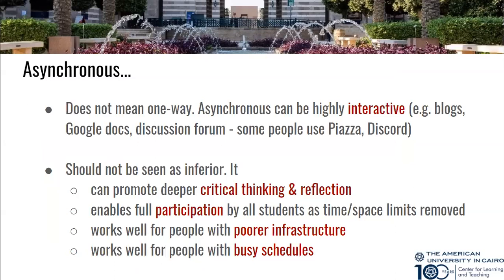So for example, if students are writing something like on a public blog, people can comment on each other's blogs. People can write something together in a Google Doc, collaboratively edit, or look at someone else's work and put comments as peer review. And then there's discussion forums where people can be interacting around a particular topic. There are a lot of different platforms for that, or you can just use your learning management system.